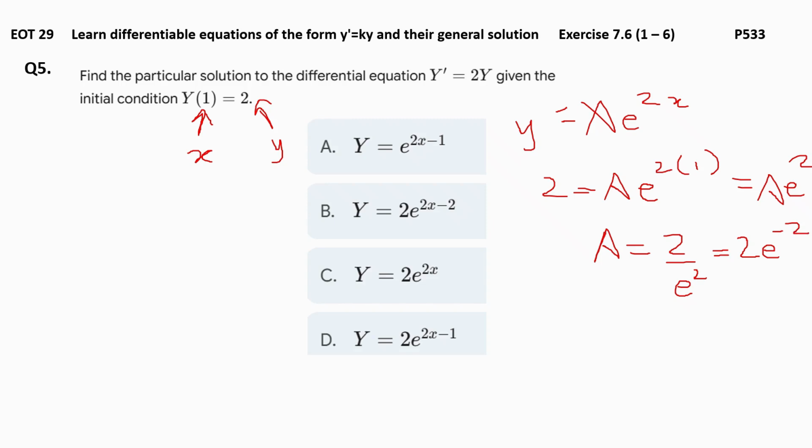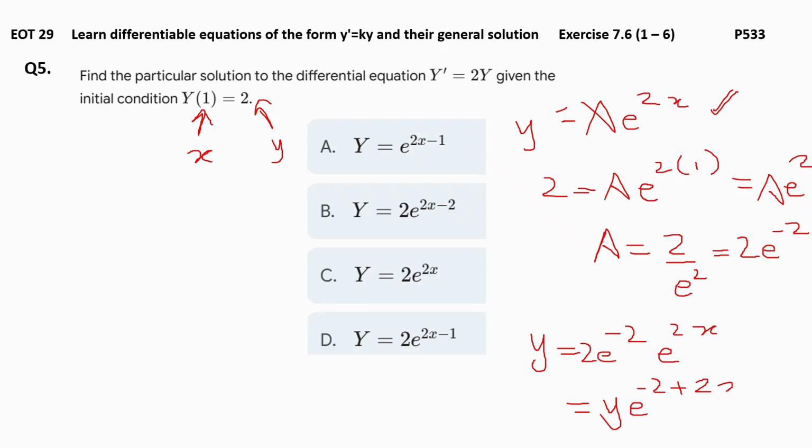Are you getting me? Now let me go and substitute in your expression. What is your A value? It is nothing but 2 e power negative 2. And already you have e power 2x. Let's group it because you have the same base. When you have the same base, you will add the powers. So what is it? Negative 2 plus 2x.